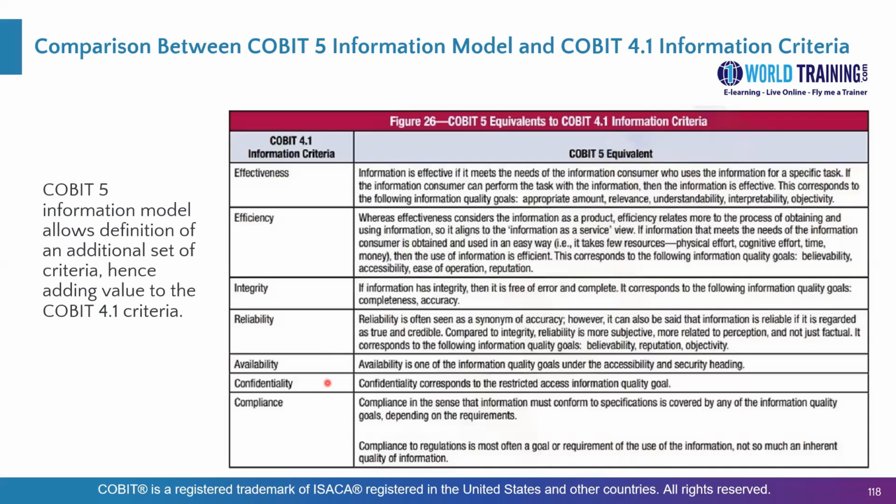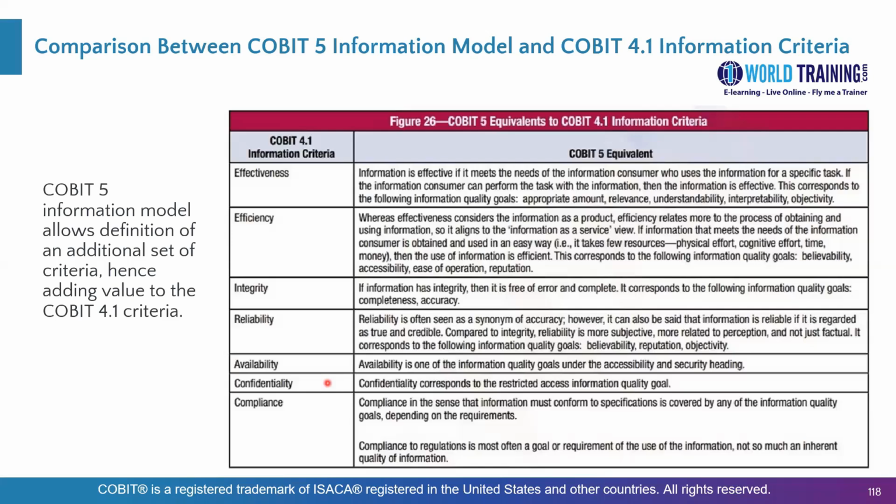Then we have the confidentiality in COBIT 4.1. It deals with ensuring that only authorized individuals have access to sensitive information and that the information is protected from unauthorized access, use, disclosure, disruption, modification, or destruction. So confidentiality is a critical aspect of IT security and essential for maintaining the trust and confidence of customers, partners, and stakeholders. And to ensure this, organizations will implement robust security controls and processes to protect sensitive information.